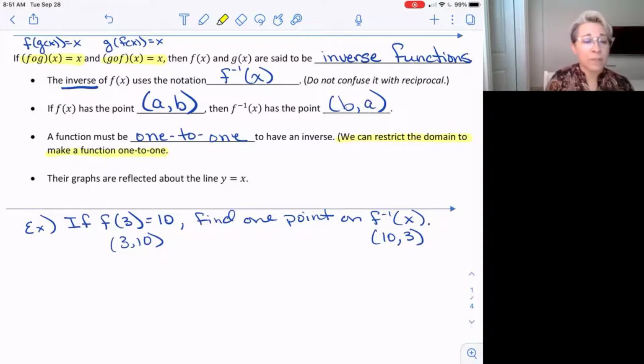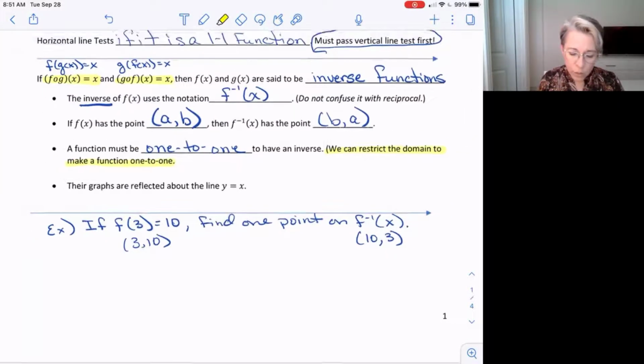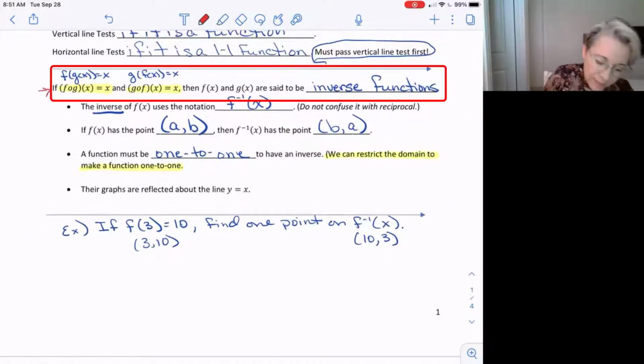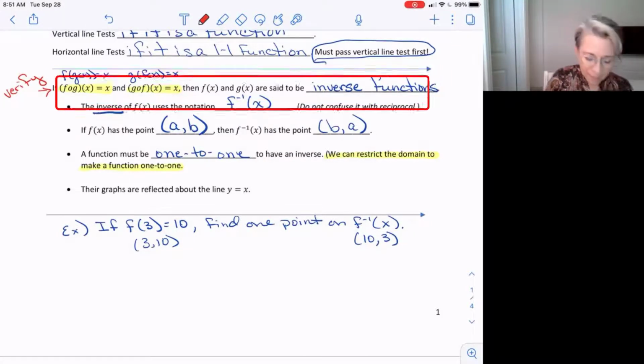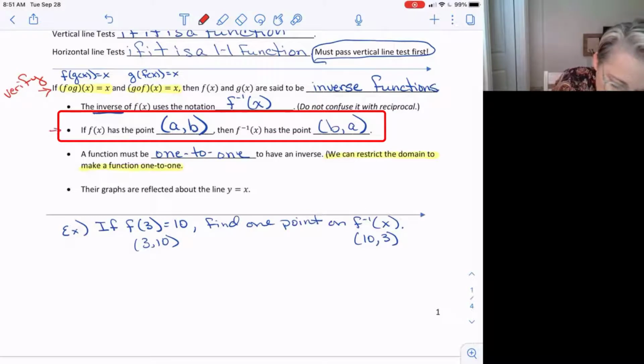And the very last piece of information is their graphs are reflected about the line y equals x. So a couple of things. This piece of information up here at the top helps us to verify if two functions are inverse functions. And this piece of information here helps us to find an inverse. And we'll do some examples down below.